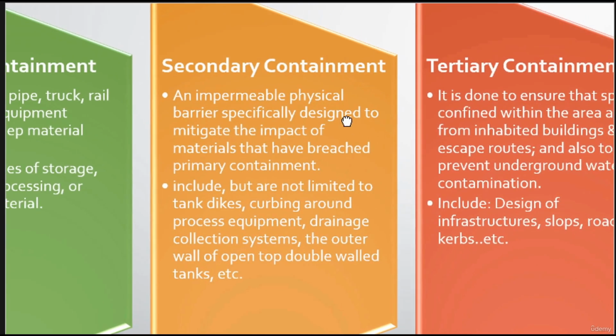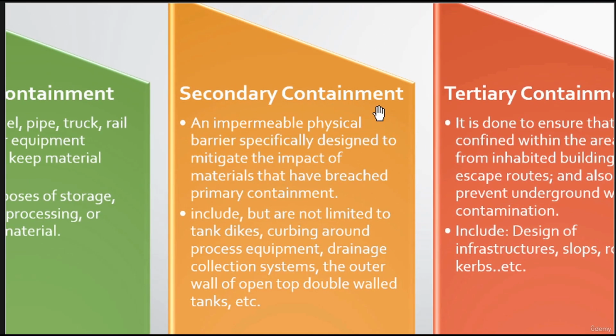What about the secondary containment? The secondary containment is an impermeable physical barrier specifically designed to mitigate the impact of materials that have breached the primary containment. So if you have a loss of primary containment, just like an oil spill, this secondary containment should prevent the fluid or the liquid or the material from going any further. It is only a mitigative barrier. It includes, but is not limited to, tank dikes, curbing around process equipment, drainage collection systems, the outer wall of open-top double wall tanks, and so on.